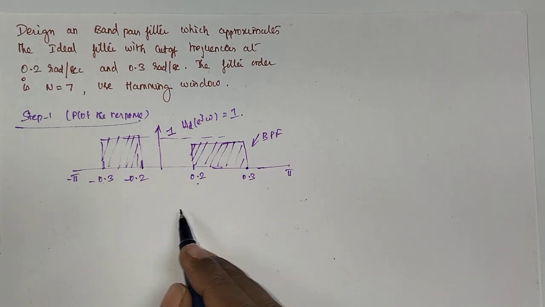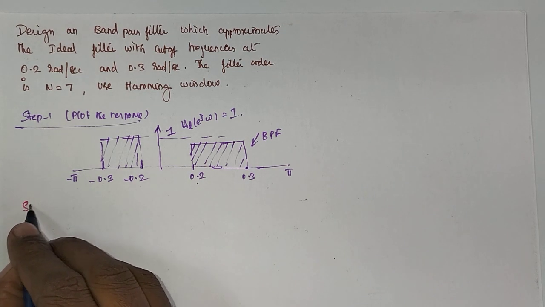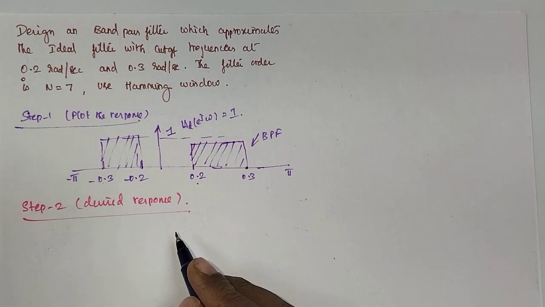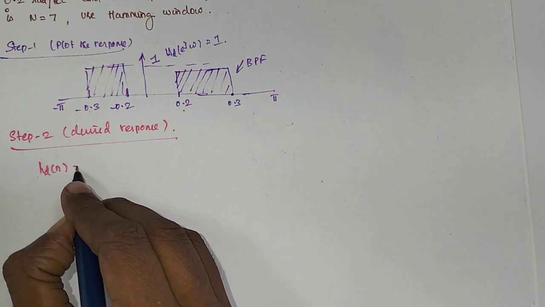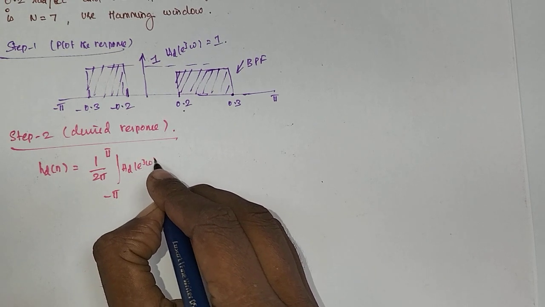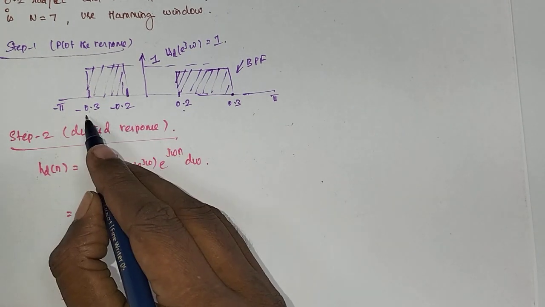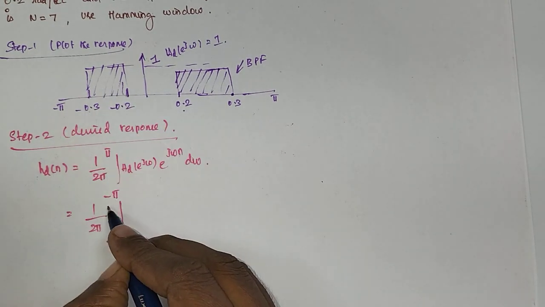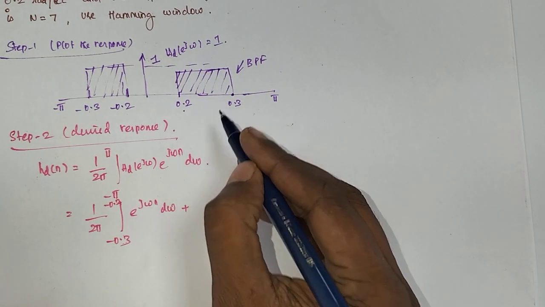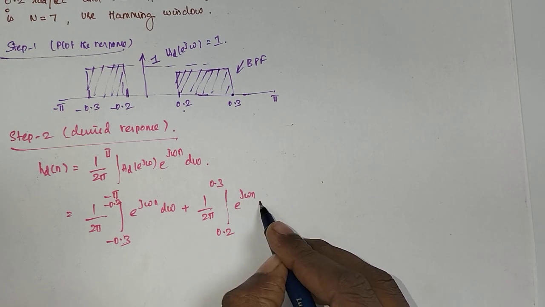From this we have to find the desired response by taking the inverse Fourier transform. That is step 2, to find the desired response. HD of n is equal to 1 by 2 pi, integral over the total period, minus pi to plus pi, of HD of e power j omega into e power j omega n d omega. It is equal to 1 by 2 pi, integral from minus 0.3 to minus 0.2, where HD of e power j omega is 1, of e power j omega n d omega, and then plus 1 by 2 pi integral from 0.2 to 0.3 of e power j omega n d omega.